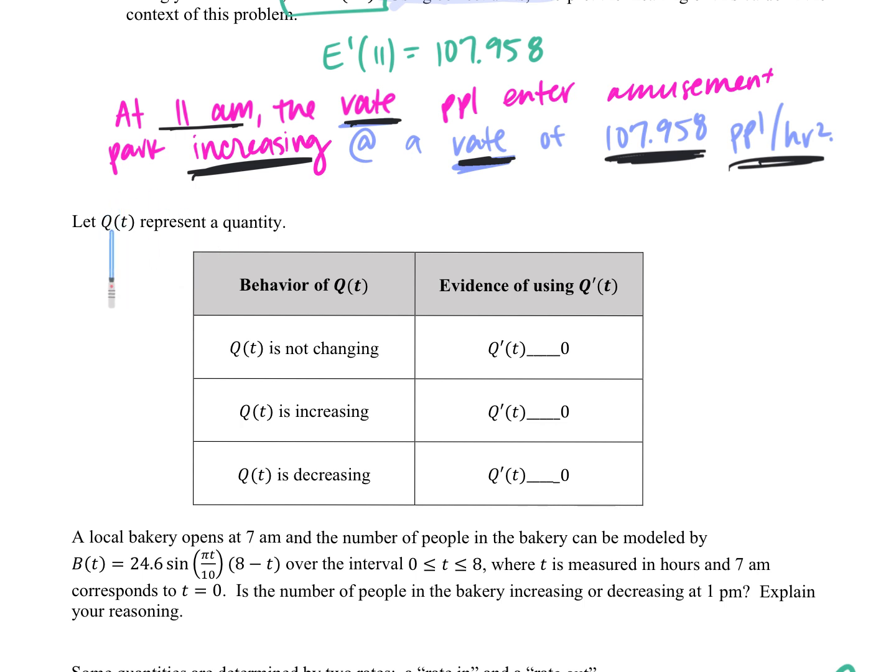You guys, I'm going to say Q is a quantity. Would quantity be position, velocity, or acceleration? A quantity is just position, right? It's a length or an amount. So if Q is not changing, what would Q prime be? Equal to 0. If my quantity is increasing, my Q prime would be greater than 0. And if my position is decreasing, my slope would be less than 0.